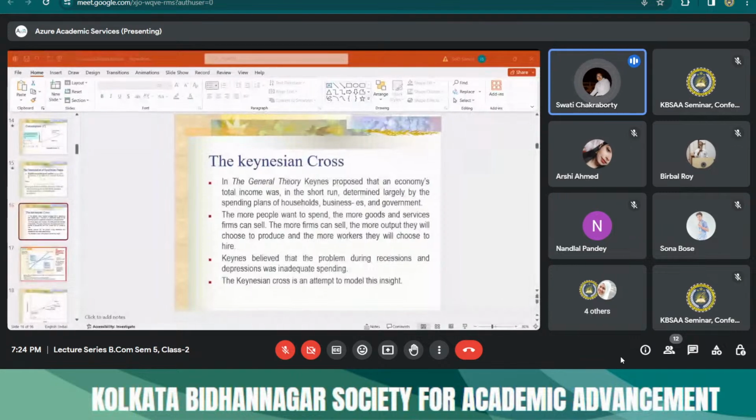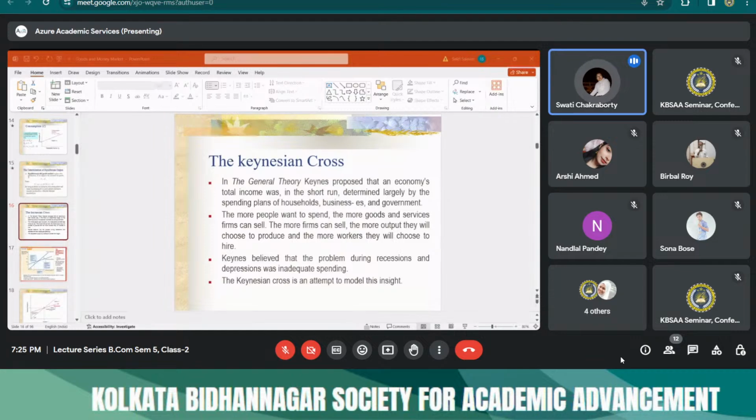Can we go to the Keynesian cross? Now, the problem that was coming up, like I said about what Keynes had to say: initially it was felt that whatever is produced will be sold. But the problem came up during recessions and depressions, when demand was not there, so excess production was coming up. How to handle such a situation? Keynes came up with a solution. This is the Keynesian cross model, which tries to provide insight into the problem of recessions and depressions.